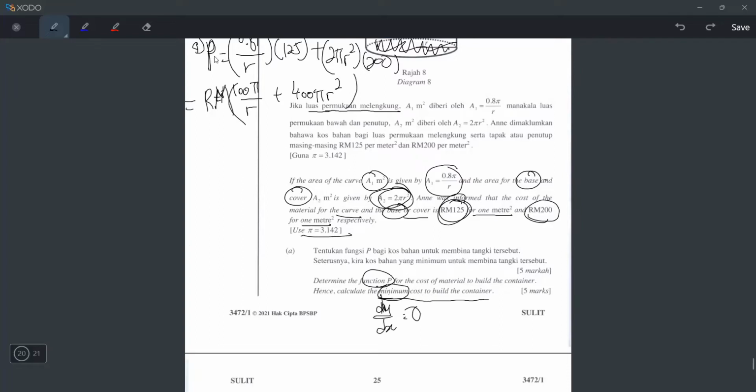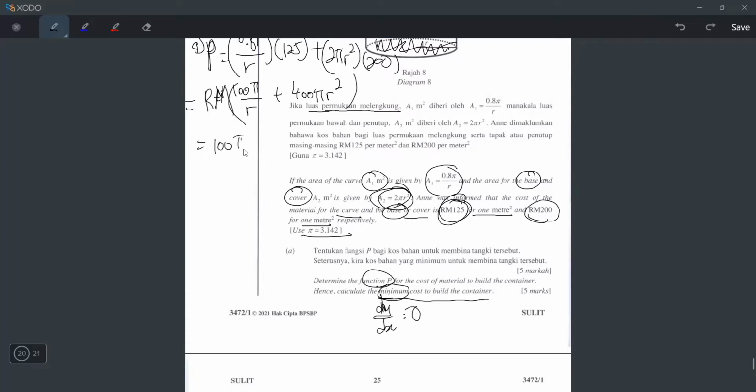So if they say y is minimum, then you differentiate y equals 0. If they say s is maximum, then you differentiate s equals 0. But if they say cost is minimum, then you differentiate cost, but the cost they use P to represent, so differentiate P equals to 0. So you have to differentiate this equals to 0. But if you want to differentiate this, you have to make sure there is no unknown r at the bottom.